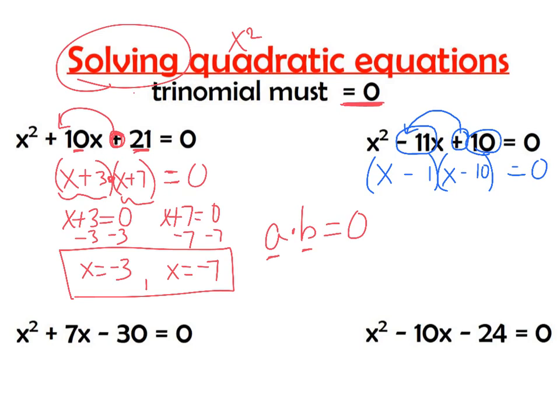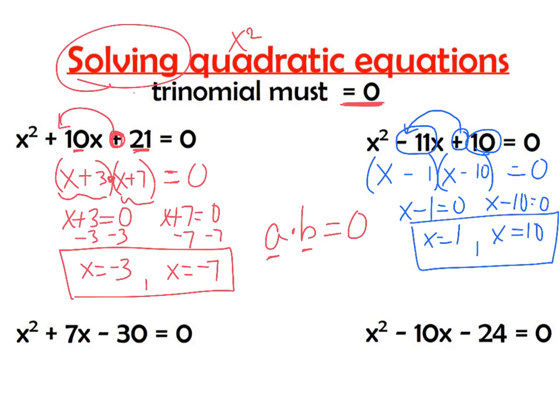Now let's do the solving piece, which means you set each of those equal to 0. So x is going to be 1, or possibly x is going to be 10. I'm just adding the 1 to the other side, adding the 10 to the other side. I have two possible solutions. All right, let's try again.